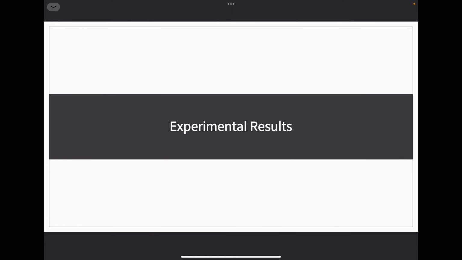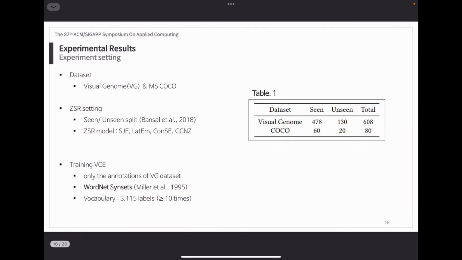In the next section, we will introduce the details of the experiment to show the effectiveness of VCE. First, we will briefly mention the experimental details for learning visual context embeddings. We used the Visual Genome dataset and the Microsoft COCO dataset. For the zero-shot recognition setting, we need to split the seen and the unseen classes. In case of the VG dataset, there was a study using the VG dataset among the existing zero-shot recognition studies, so we decided to use the same class split setting used there as well.